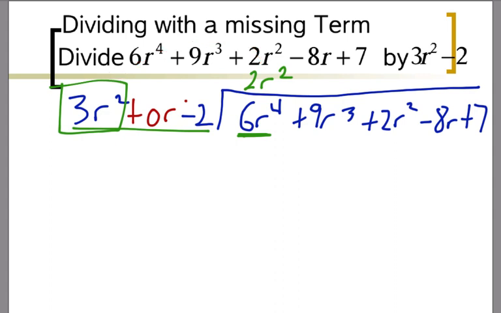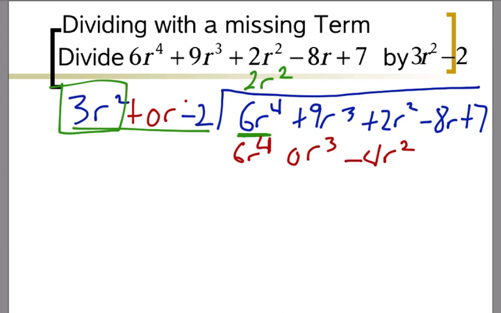So now I do the actual multiplication. 2r squared times 3r squared should give me 6r to the fourth. And then I have 2r squared times 0r, which should give me 0r to the third. It actually doesn't matter what the answer is there, it's just a 0. And then 2r squared times negative 2 should give me negative 4r squared.